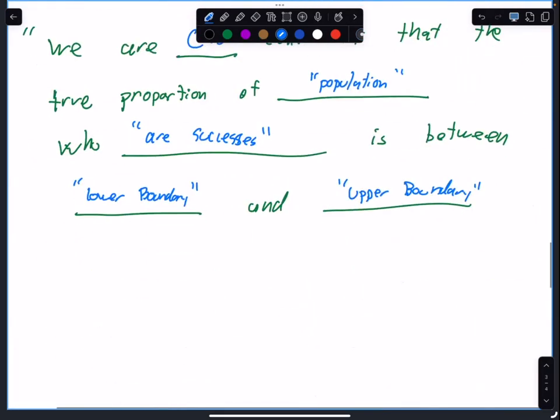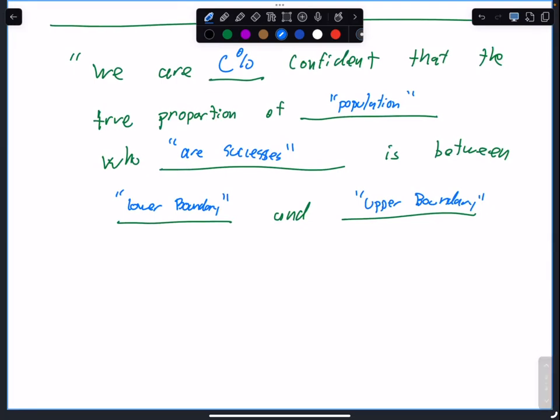Something to note, you don't have to change it into a percentage. In the do now problem, it changed it to 0.66% and 2.14%. My preference is that we just keep it as the decimal proportion. So we would say between 0.0066 and 0.0214. We'll just leave it as those decimals.